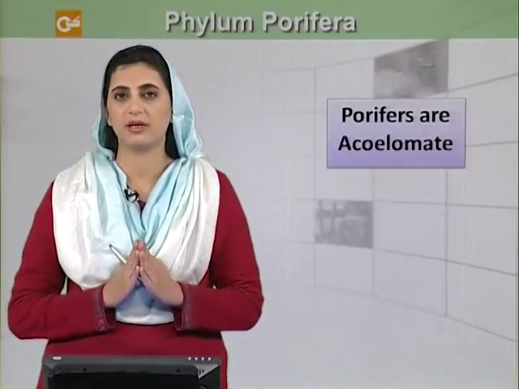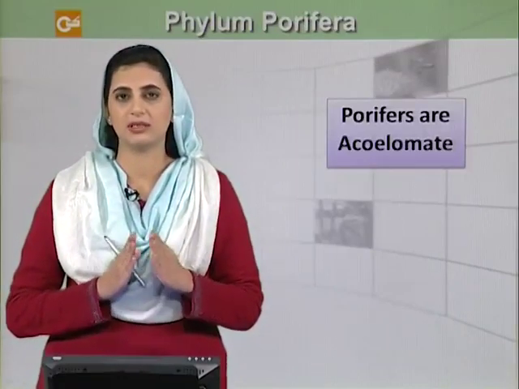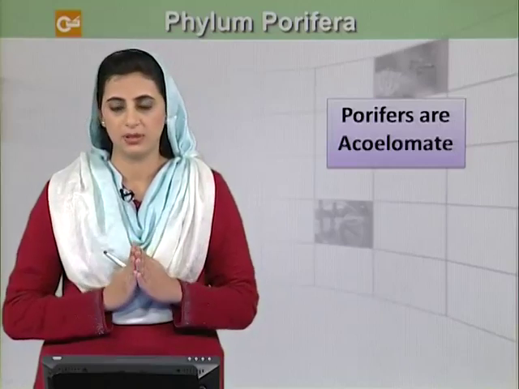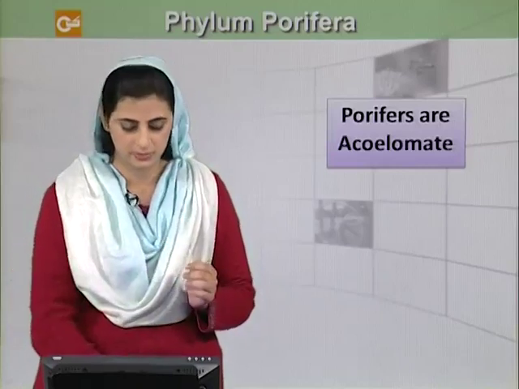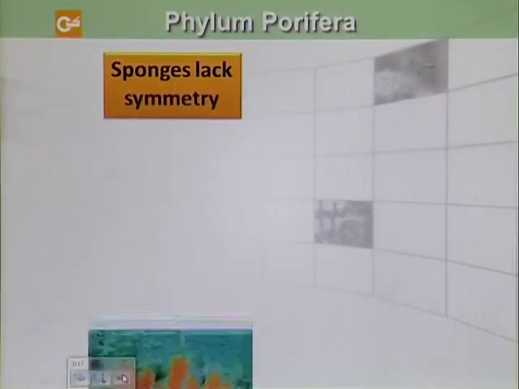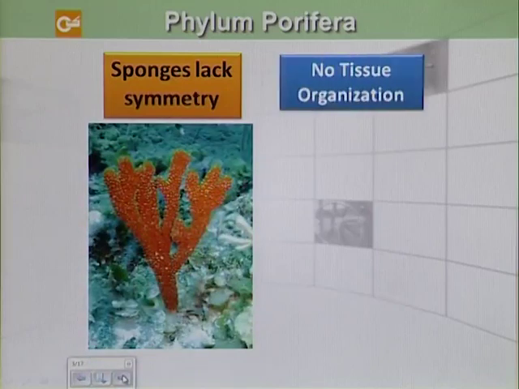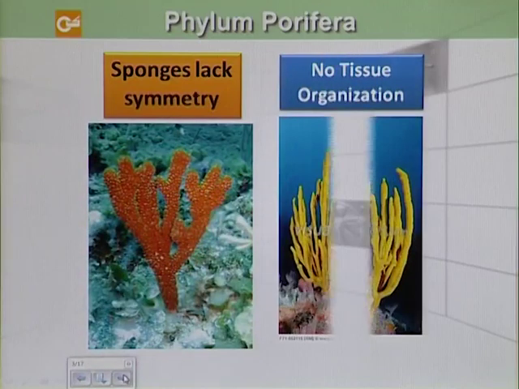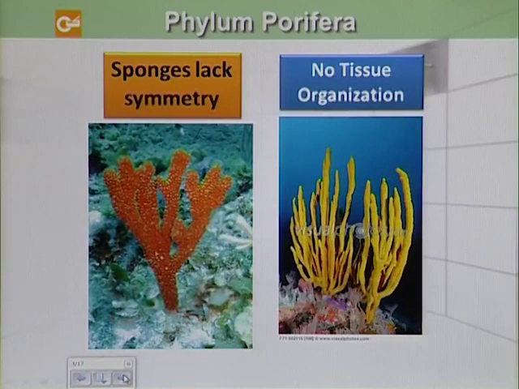Poriferans or sponges are acoelomate. It means that they lack coelom, which we discussed earlier, and they belong to parazoa, which means that they lack proper symmetry and they lack tissue organization. Although there is organization at the cellular level, and this tissue organization increases as we move from the simplest animals to the higher animals.